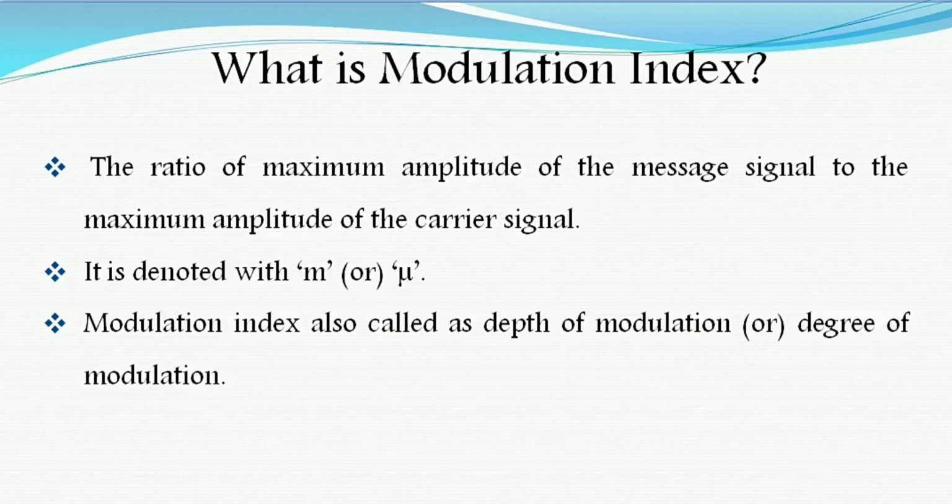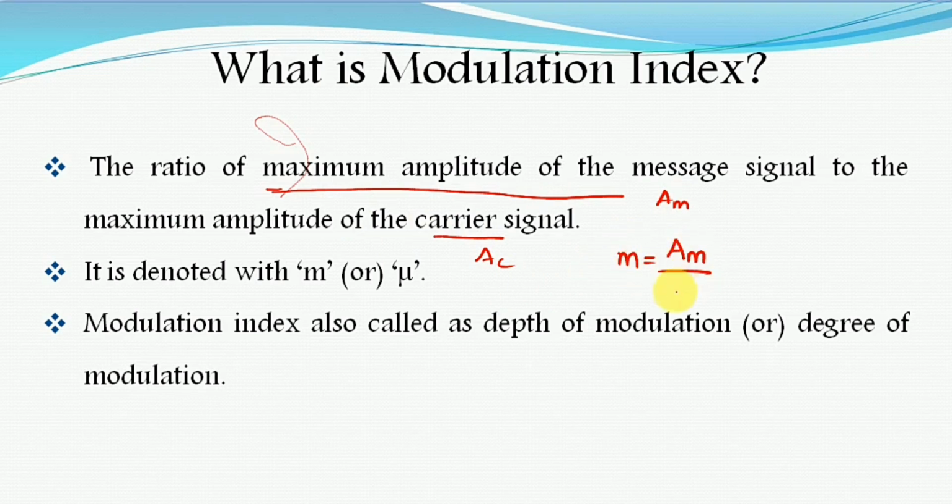Practically or mathematically, the modulation index is defined as the ratio of the maximum amplitude of a message signal, that is AM, to the maximum amplitude of a carrier signal, that is AC. So mathematically I can write the modulation index value as m is equal to AM by AC. It is indicated with either the notation m or mu. Sometimes this modulation index is also called the depth of modulation or degree of modulation.